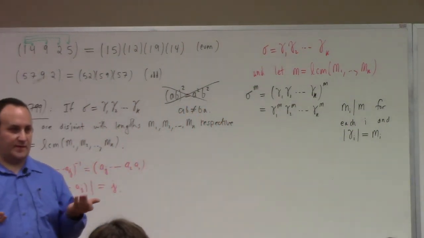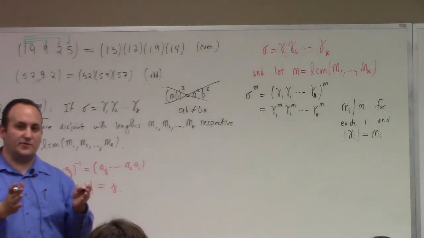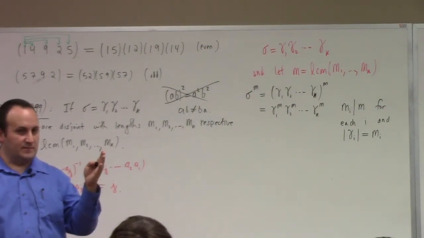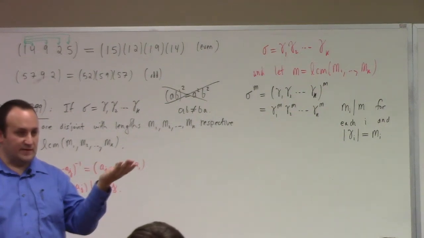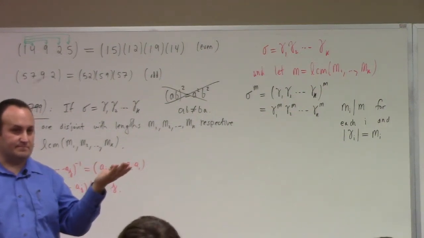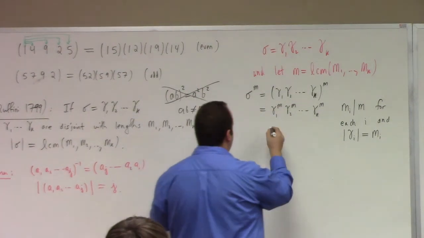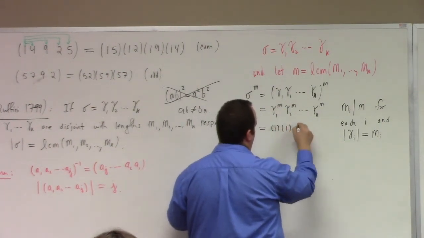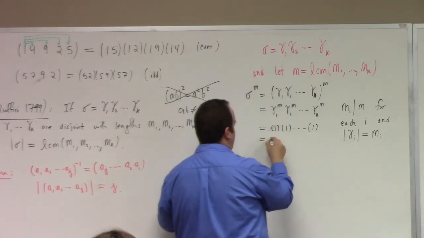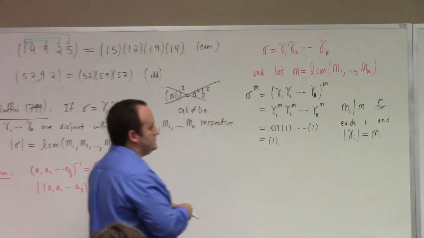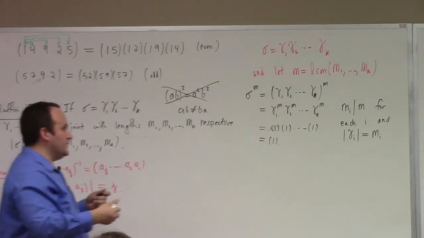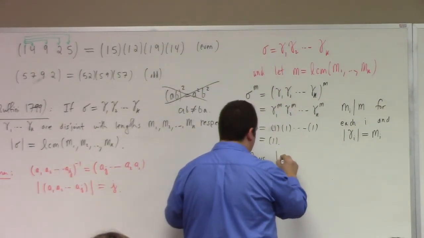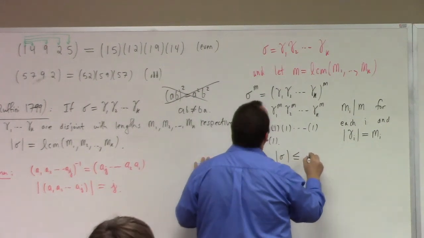So what do we know about this? If you take an element in a group and you raise it to a multiple of the order of the element, it's the identity. So we've got identity, identity, identity, identity. Sorry, 1, 1, 1. So that shows the order of sigma is at most m.